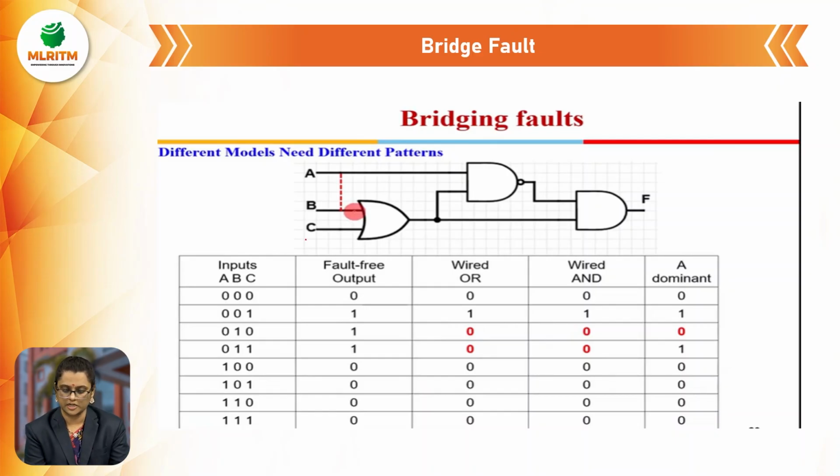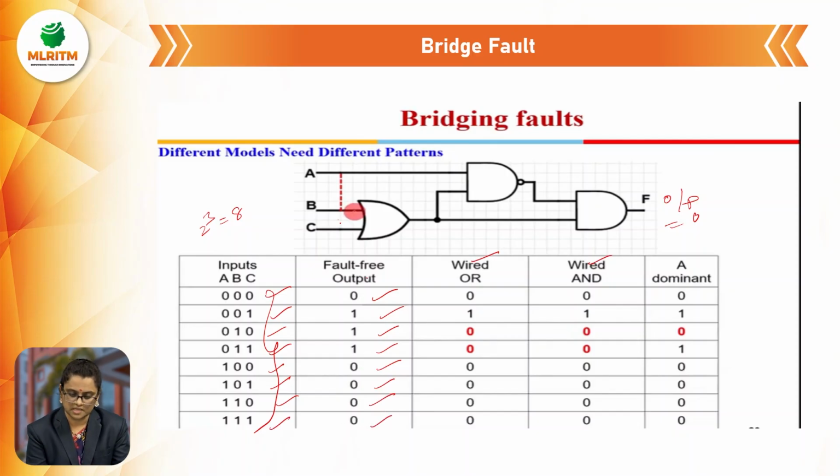I am taking here 3 inputs. For 3 inputs, you get 8 combinations, and F is the output. Here I am taking the short path from A to B, so that is wired OR or wired AND gates. Okay, for 3 inputs you will get a total of 8 combinations. For 0 0 0, the output will be 0 0 1 1 0 1 0 1 0 1 1 1 1 0 0 0 1 0 1 0 1 1 0 0 1 1 1 0. These are the fault-free outputs from this circuit.